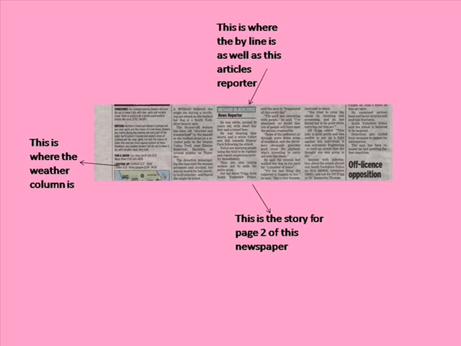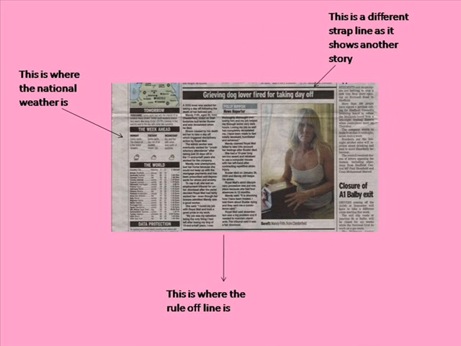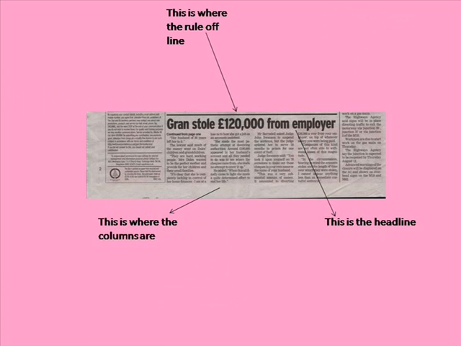This is another story on page 2. This is another strapline, as it indicates to the reader that this is a different story. The national weather is shown on the left-hand side of the page. The rule of line indicates that this is the end of the story. This is the last story on the page, and the headline is big. There are 4 columns in this section of the newspaper.